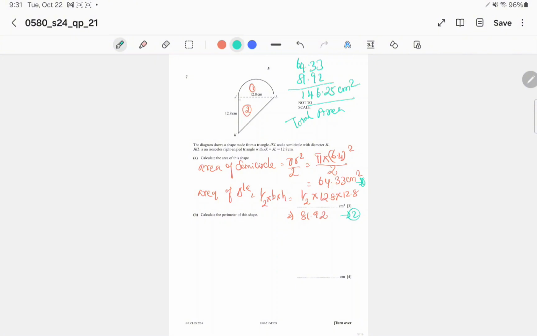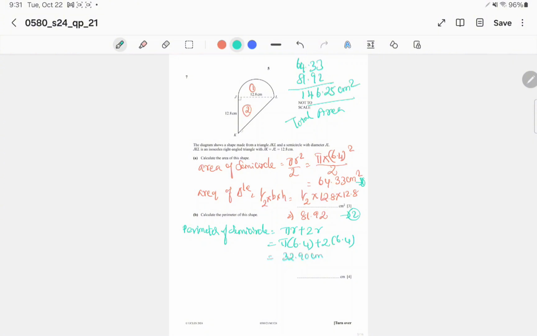For finding the perimeter of this shape, first the semicircle. Perimeter of a semicircle: its formula is pi r plus 2r. So it is pi into 6.4 plus 2 into 6.4. So the answer is 32.90 centimeters. Okay, this is one answer.